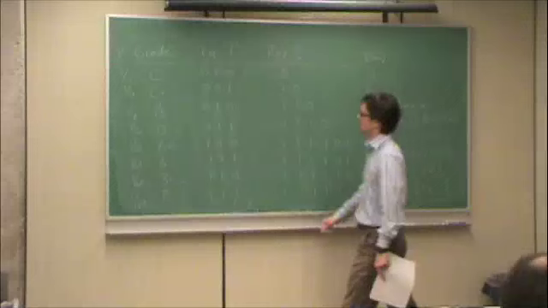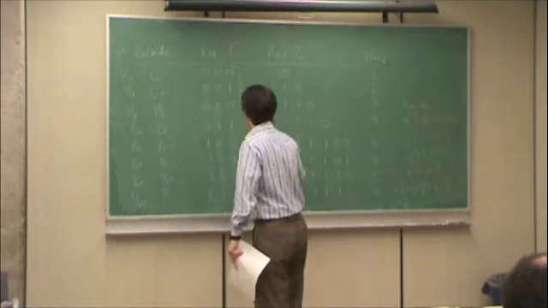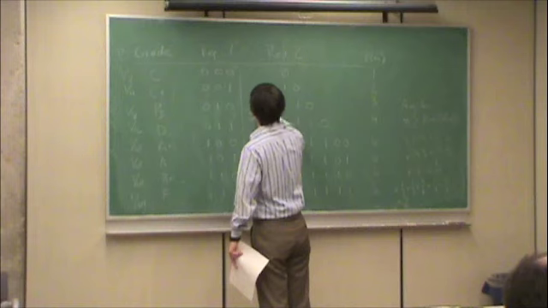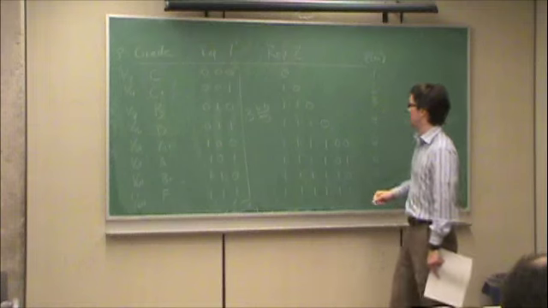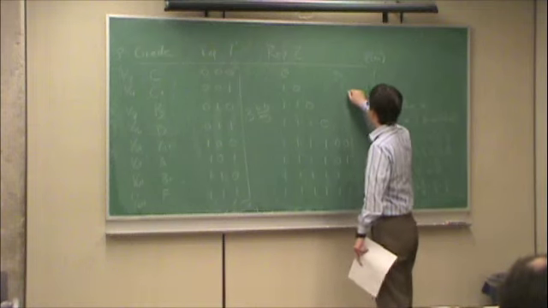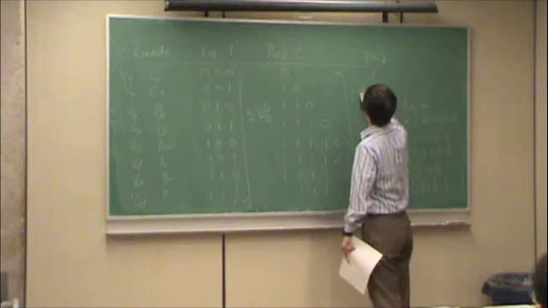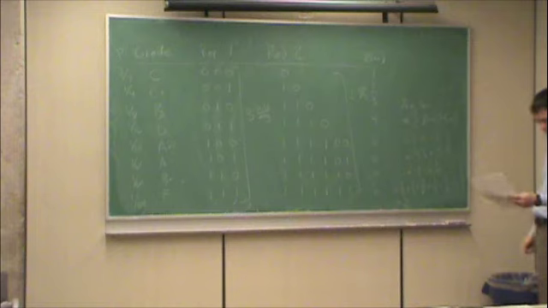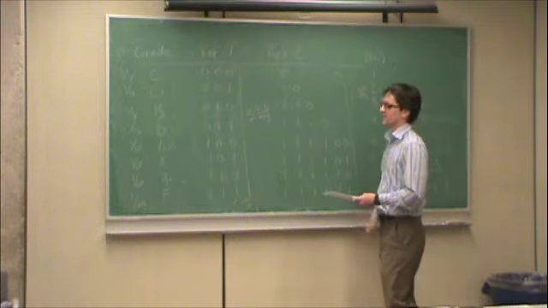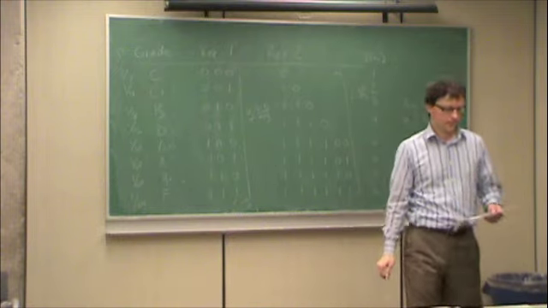So representation 1 has an average length of 3 bits per message. And representation 2 has an average length of 2 bits per message. So on average, representation 2 is way more efficient.